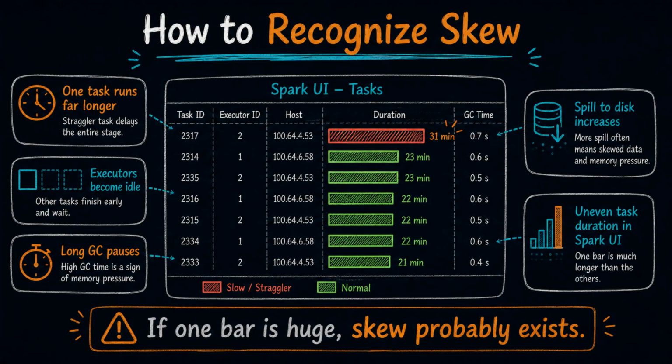Spill happens when Spark does not have enough memory for the operation and starts writing temporary data to disk. This is a sign that the system is struggling to handle the workload efficiently, and it can lead to performance issues. The key idea is simple. If one bar is huge in the Spark UI, skew probably exists. It's important to identify and address this early to ensure that your Spark jobs run smoothly and efficiently.